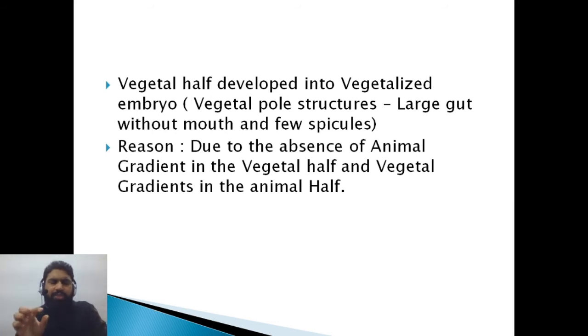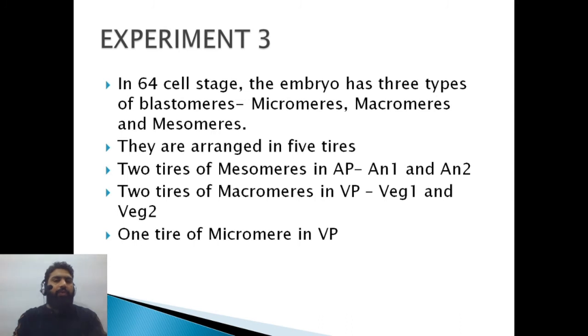If animal gradient is only present in the animal pole, then it will not develop into the full embryo. Animal pole structures also require what? For developing into the full embryo, the cell requires both the animal gradient and vegetal gradient and the equilibrium between them, as we have already told. I think it's clear. So we have one more experiment, that is experiment number 3.